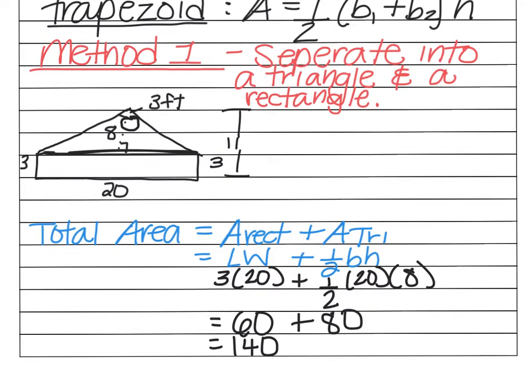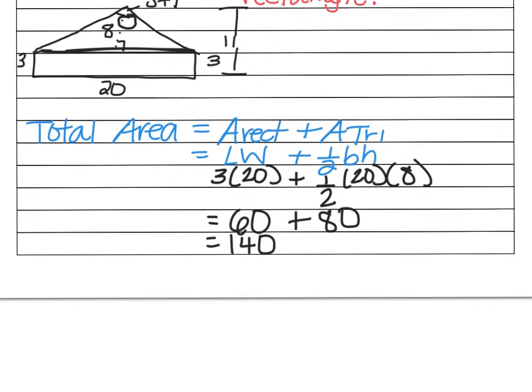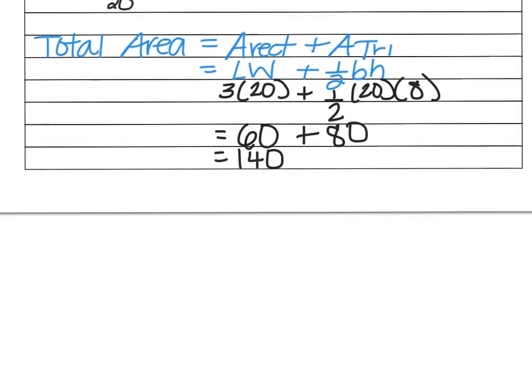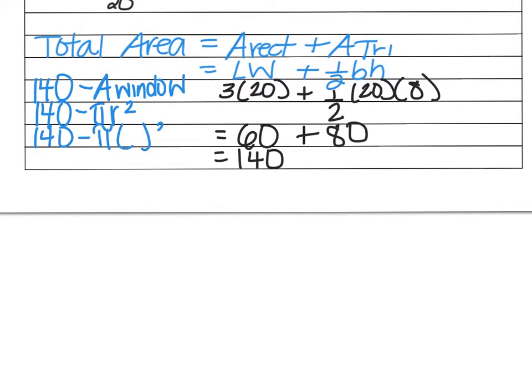However, we have to account for that window piece, or that little circle. I like to think of it as a window. So we're going to have to subtract that out. So we're going to take 140, and we're going to subtract the area for the window. So in order to find the area of the window, we know that we have to use the area of a circle. So that's pi r squared. So we're going to have 140 minus pi radius squared.